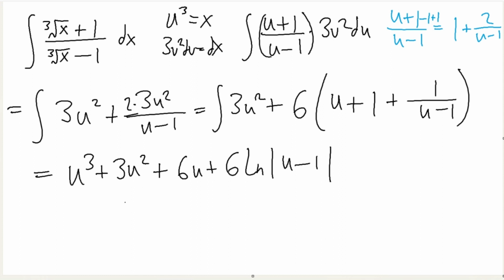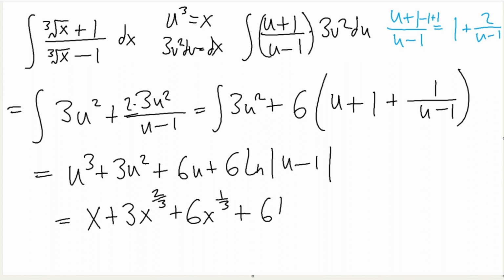So now plugging back with u, our answer would be x plus 3x^(2/3) plus 6x^(1/3) plus 6 ln of x^(1/3) minus 1 plus c.